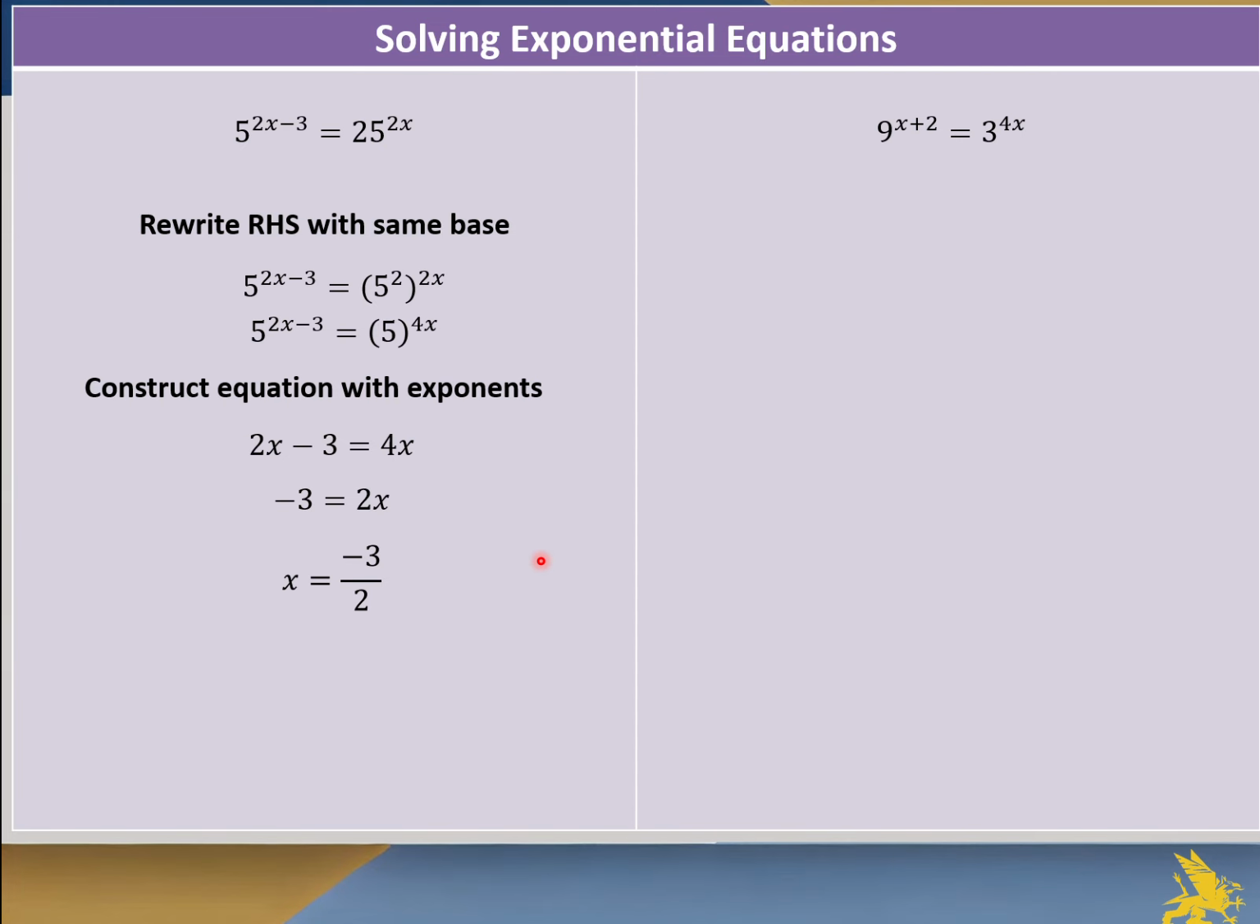So the next part is with 9 to the power of x plus 2 is equal to 3 to the power of 4x. Again, I'm going to do the same thing, but this time I am rewriting my left-hand side. So we know 9 is the same as 3 to the power of 2. Again, I'll take this 2 onto the outside, so that will be 2 times x and 2 times 2. So now they are the same.